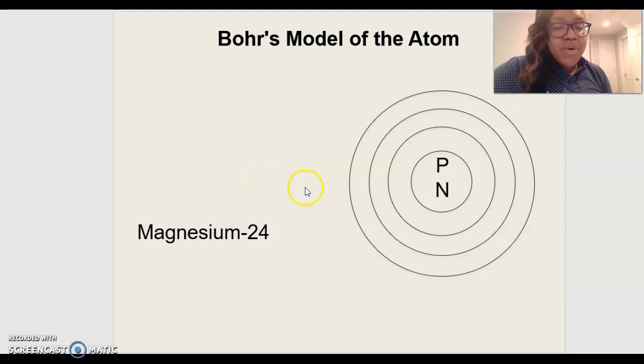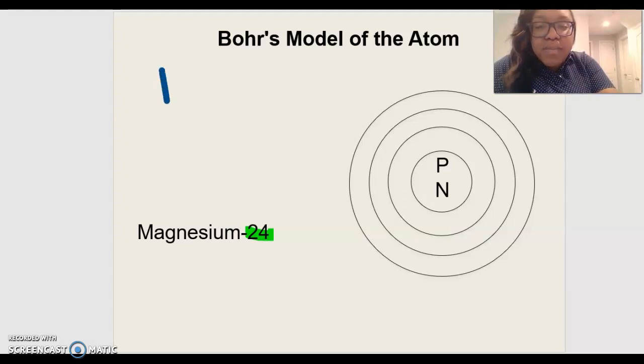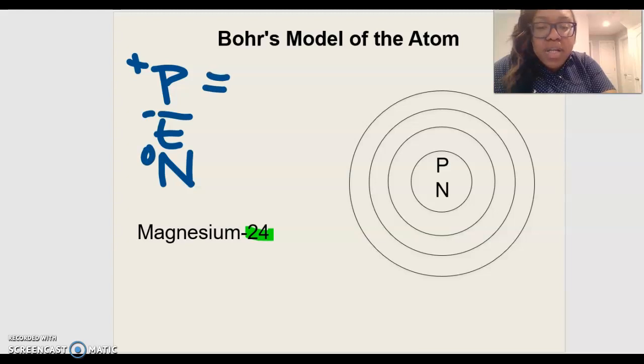All right, so we have magnesium-24. And if we remember, the number after the hyphen is the mass number. The number after the hyphen would be considered our mass number. So what I like to do is just have P, E, N, where we have our protons, our electrons, and our neutrons, and what those are.